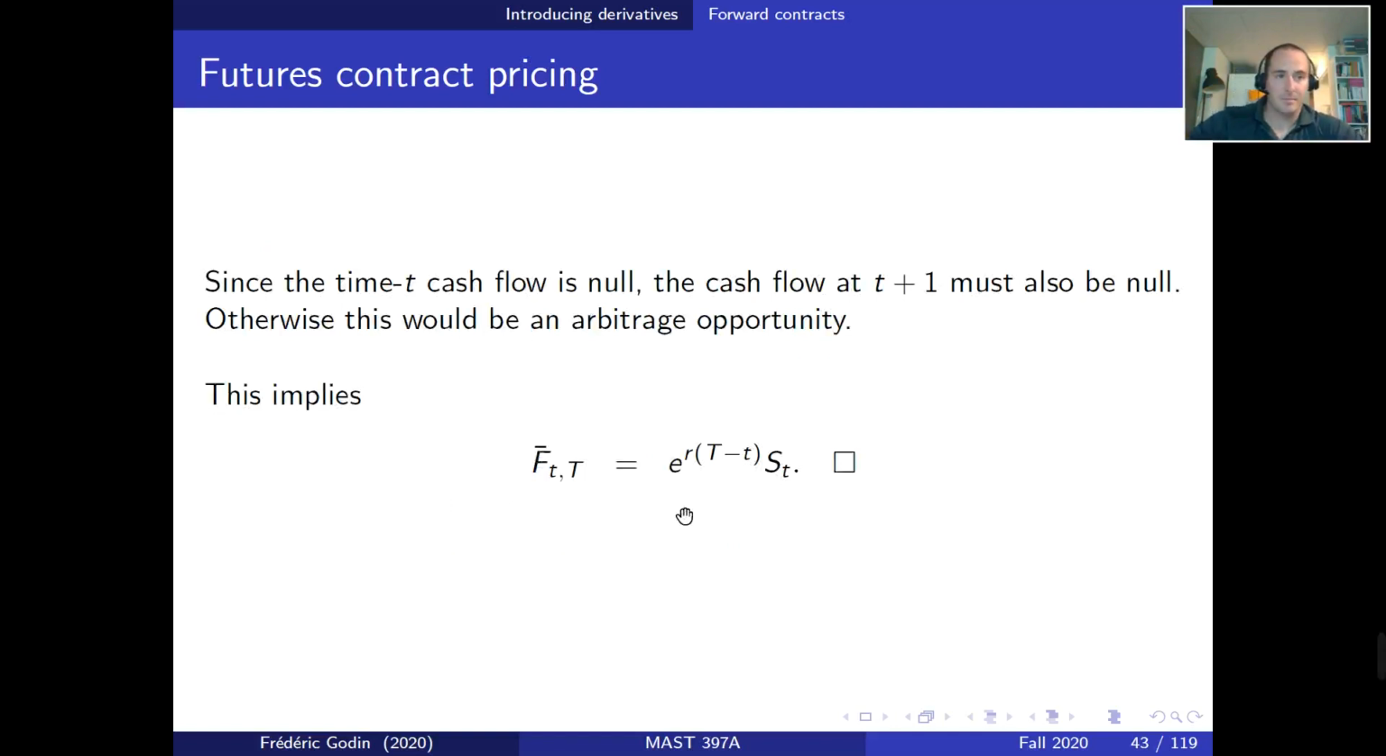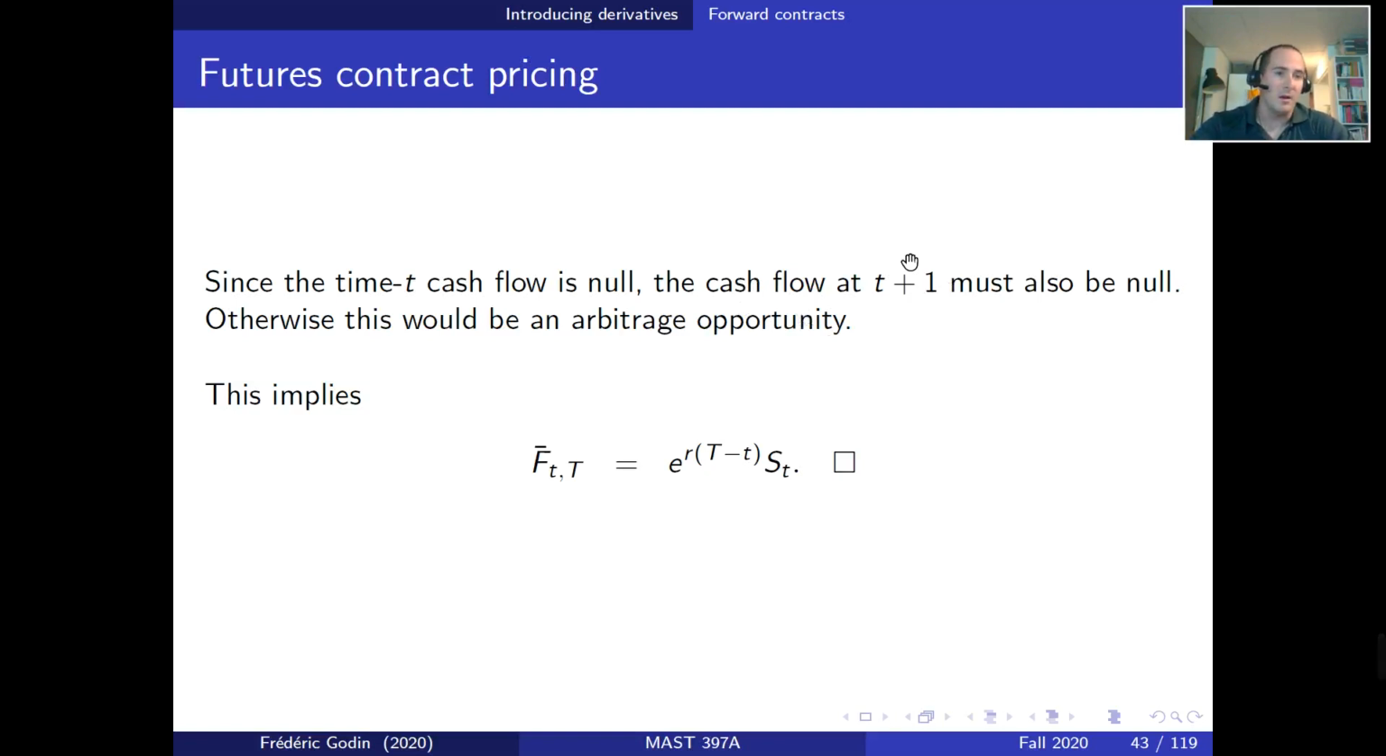Okay, so let's repeat. The time t cash flow is null. So to avoid this being an arbitrage opportunity, the cash flow at time t plus 1 must also be null. And this is true because the cash flow at t plus 1, we said, is known by time t. If it wasn't known at time t, it would be random as of time t.